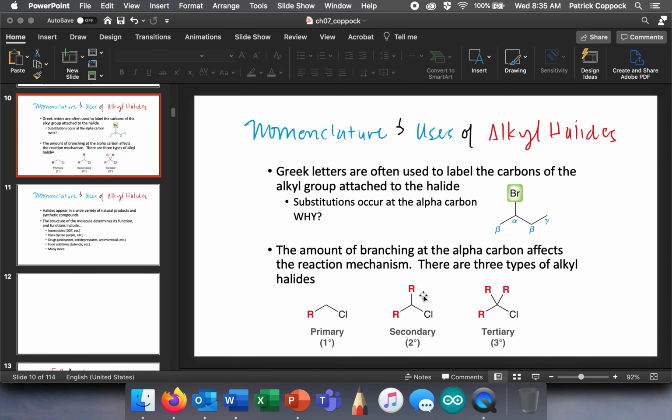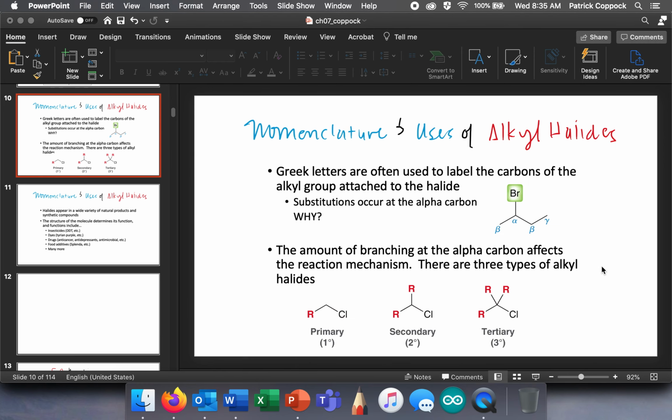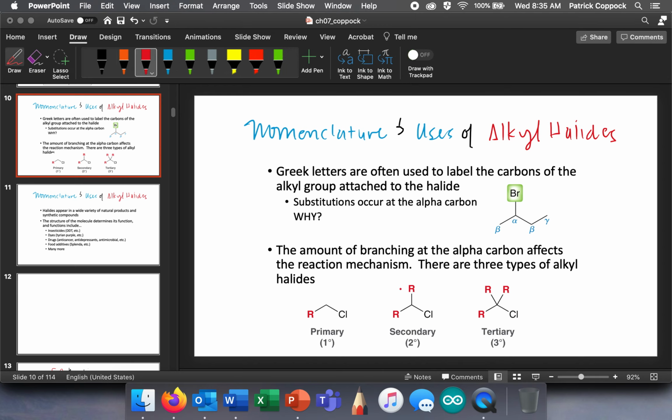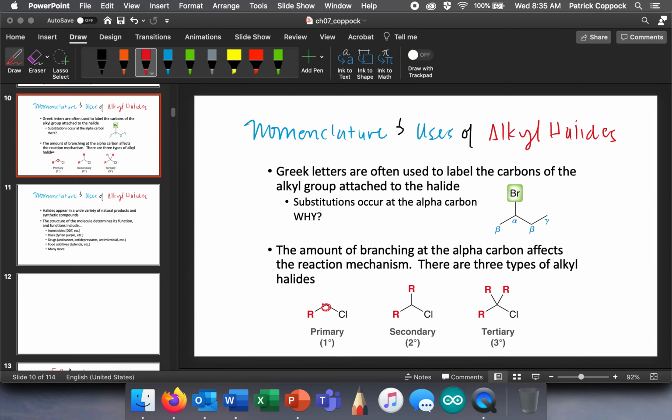We've seen that before. And then we've also seen this kind of classification. Let me grab a marker. Here's a carbon that has one carbon-carbon bond, so it's a primary alkyl halide. Here's a carbon that has two carbon-carbon bonds, so it's a secondary alkyl halide. And here's a carbon that has three carbon-carbon bonds, so it's a tertiary alkyl halide.